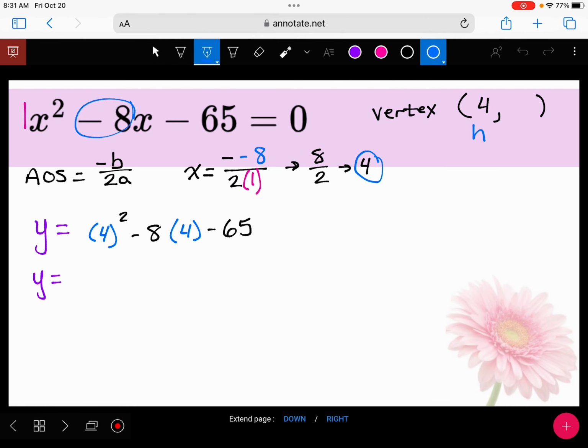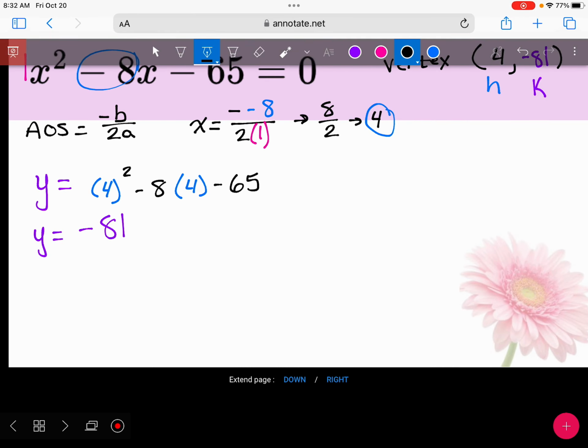So my vertex is at 4, -81. That's my K. What's up? 81. Yep. So you gotta go 4 to the right, and down 81 would have been our transformation. So that's why we're not graphing it.